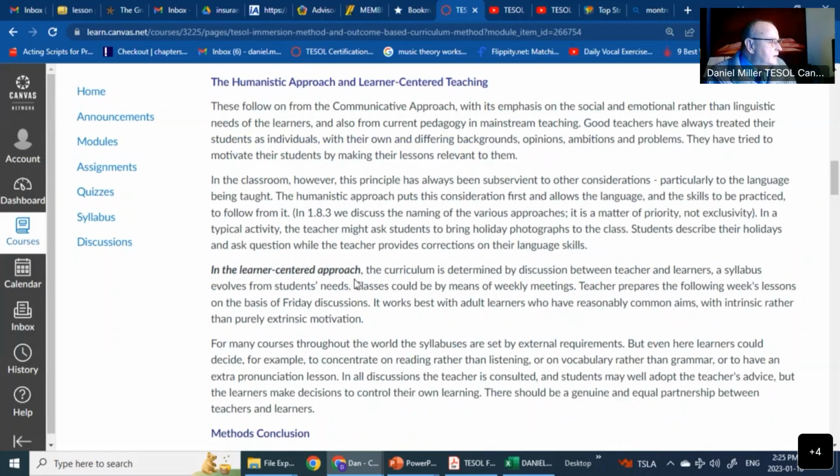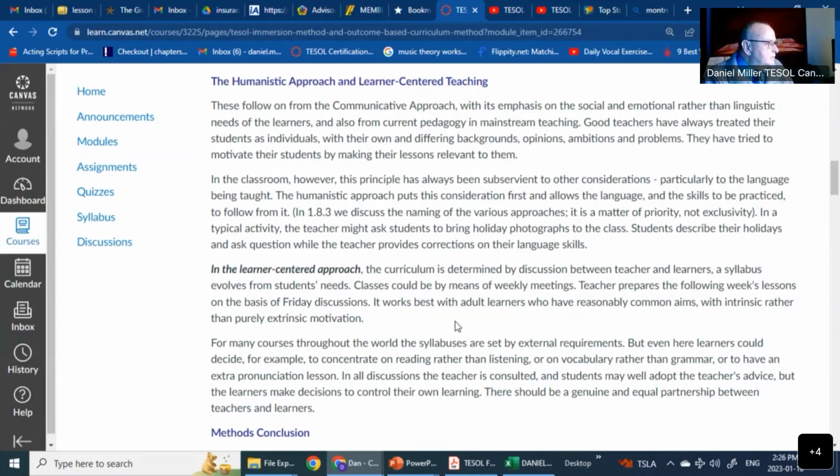In the learner-centered approach, the curriculum is determined by discussion between teacher and learners. The syllabus evolves from students' needs. Classes could be by means of weekly meetings. The teacher prepares the following week's lessons on the basis of Friday discussions. It works best with adult learners who have reasonably common aims, with intrinsic rather than purely extrinsic motivation.